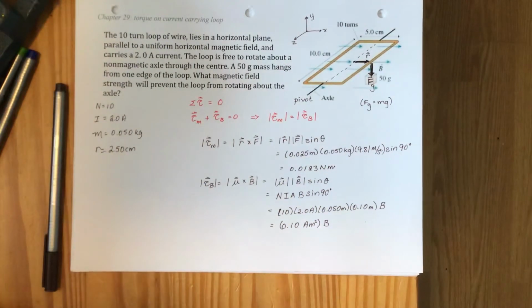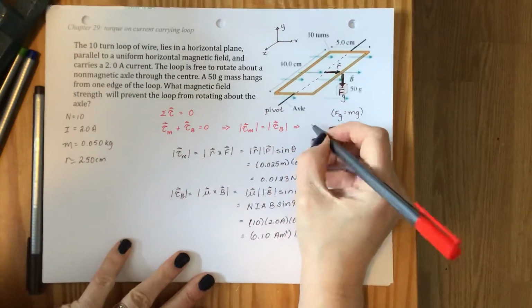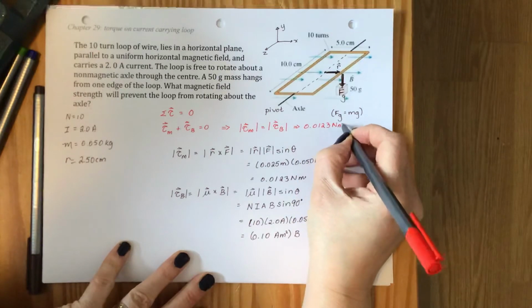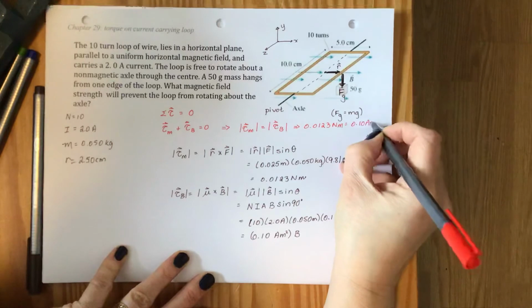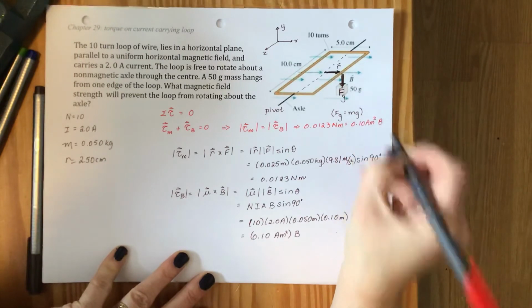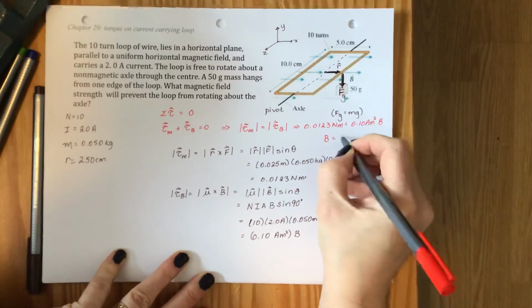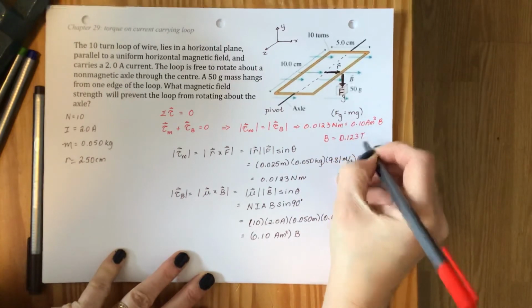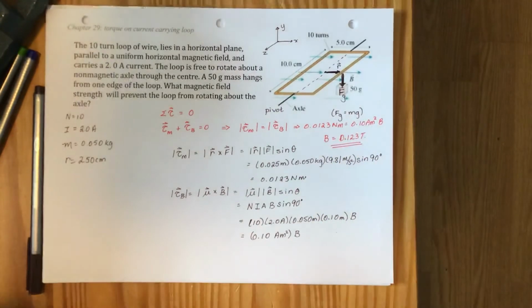I wonder, can I just do that up here? And try and squeeze that in up here. 0.0123 Newton meters equals 0.10 amp meters squared times B, gives us B is 0.0123 divided by 0.1, 0.123 Teslas. And we already know the direction. It's given to be in the x direction.